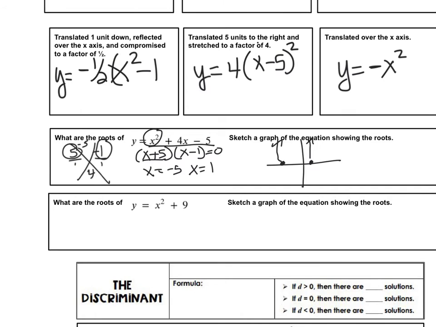I can also see my vertex is going to be the opposite of 4 over 2A, so -2. And my y would be, let's see, that would be 4 minus 8 minus 5. So it'd be -9. So -2, -9 is down, would be further down. So you're going to be looking at a graph something like that.